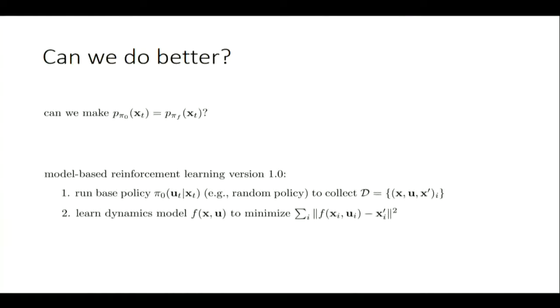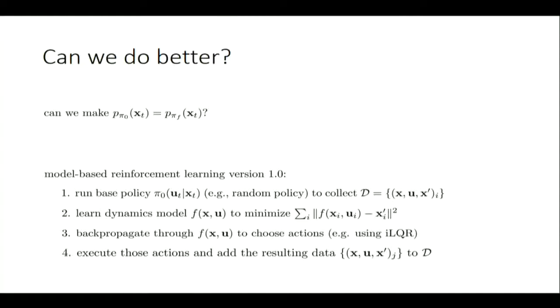We're going to learn the dynamics. We're going to backpropagate through the dynamics to get our actions. Then we're going to execute those actions. And as we execute those actions, just like with Dagger, all the states, actions, and next state tuples that we visit, we're going to add them to our data set. So in Dagger, we're learning to go from x to u. Now we're learning to go from x comma u to x prime. But same deal, we just want to collect data from the state action distribution under our current dynamics.